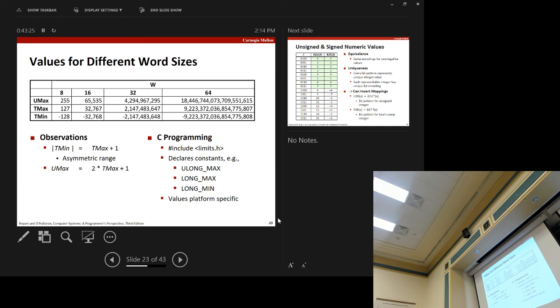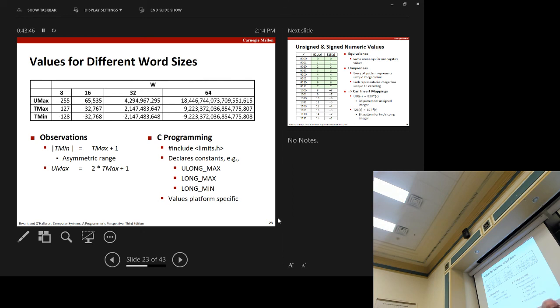So some people say that Microsoft switched to 64-bit machines because they couldn't represent Bill Gates' net worth as a 32-bit number. And the good news is we've got a long ways to go with 64-bit numbers before that will become a problem.